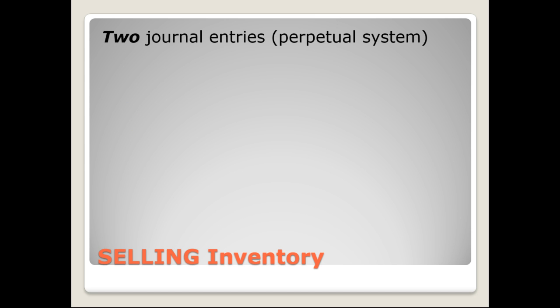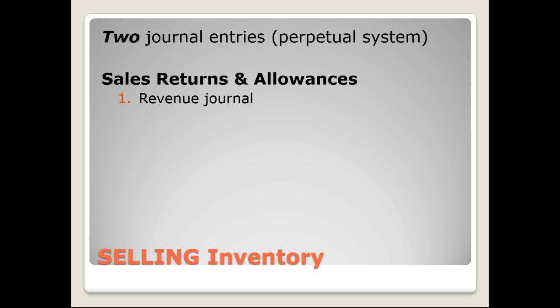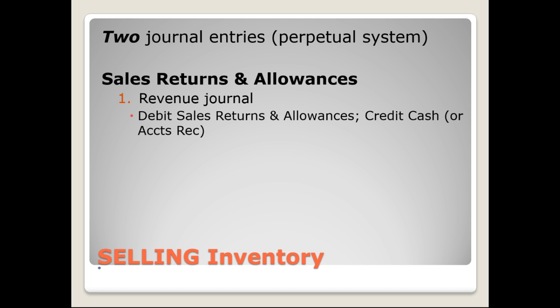Now, when we're dealing with our customers, they may return some things to us or ask for a sales allowance. Remember, from the customer's perspective, it's considered a purchase return or purchase allowance. From the seller's perspective, which is what we're talking about now, we're talking about sales returns and allowances. Just like when you sell, we've got to have a revenue journal, and whenever there is a sales return, we're going to debit the sales returns and allowances account, and we will credit cash or accounts receivable.